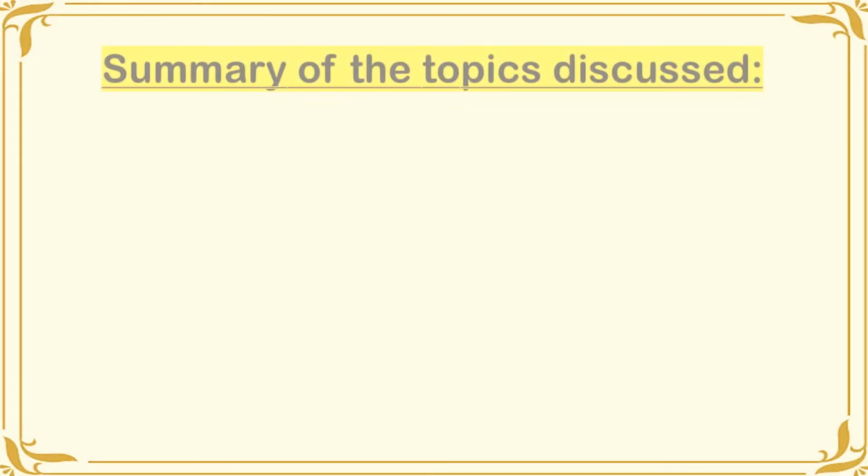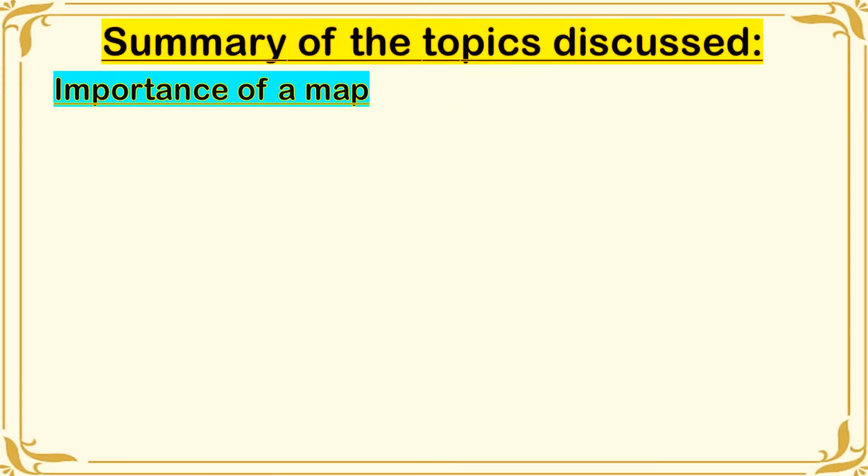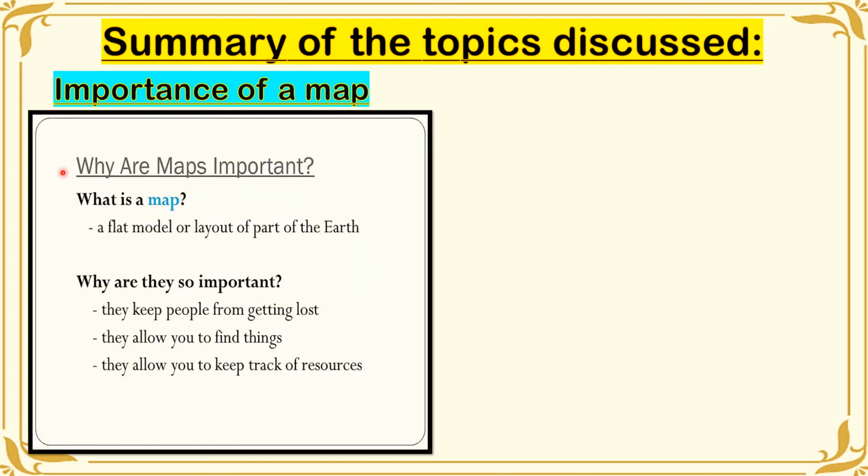Class, for the summary of the topics discussed, the importance of a map. Why are maps important? First, what is a map? A flat model or layout of parts of the earth. Why are they so important? They keep people from getting lost. They allow you to find things. They allow you to keep track of resources.